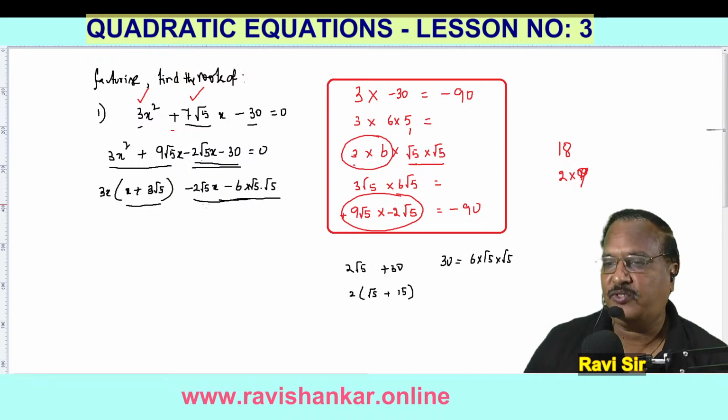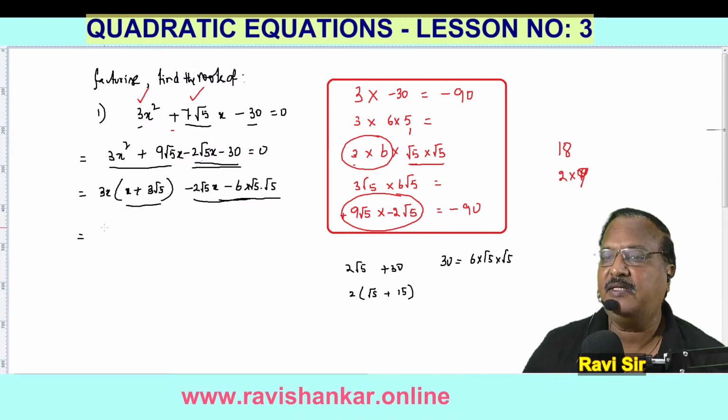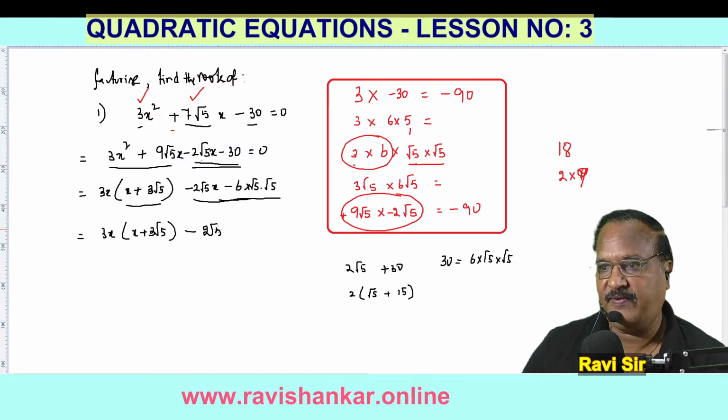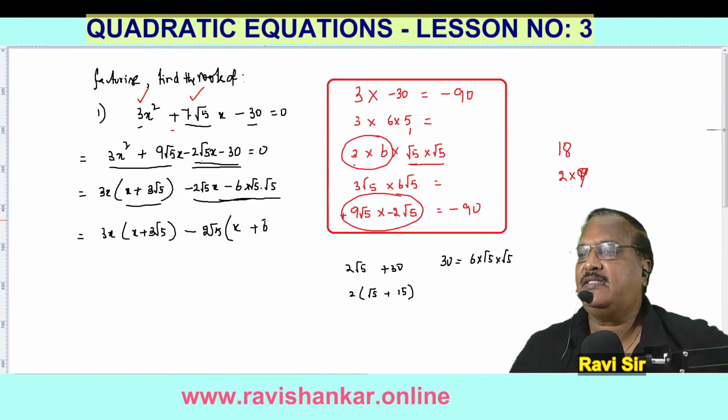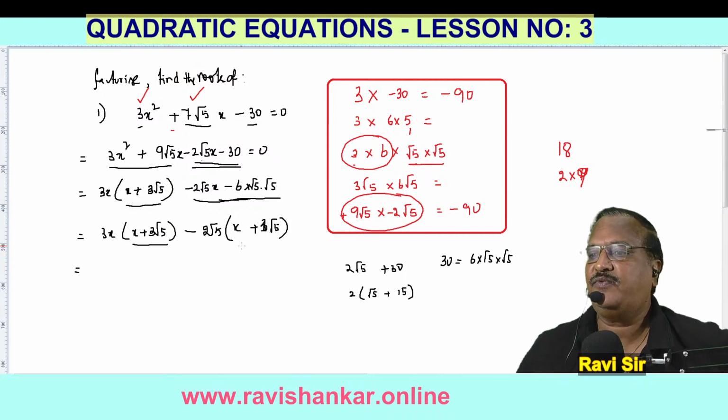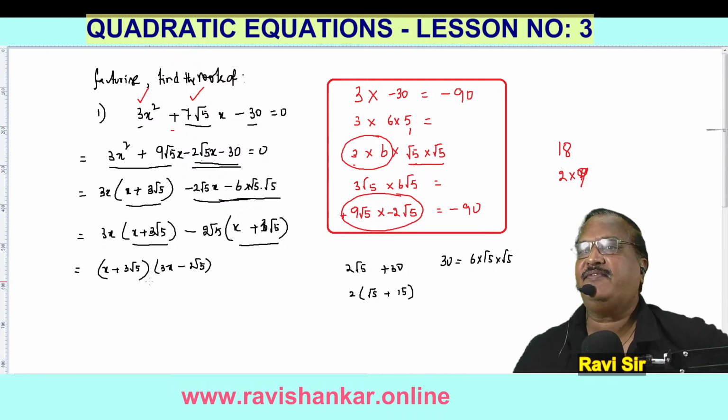So this is the third step. So no change in the first pair, x plus 2 root 5, and now you can take 2 root 5 as a common factor. So x will come here and plus, 6 में से 2 गए तो 3 root 5. So now 6, x plus 3 root 5 and x plus 3 root 5. So x plus 3 root 5 came and into 3x minus 2 root 5. So these are the factors.